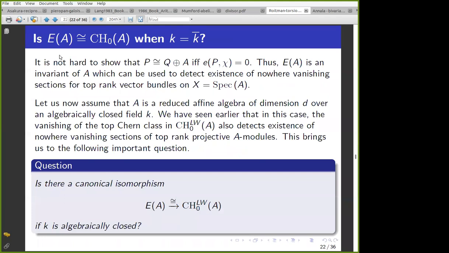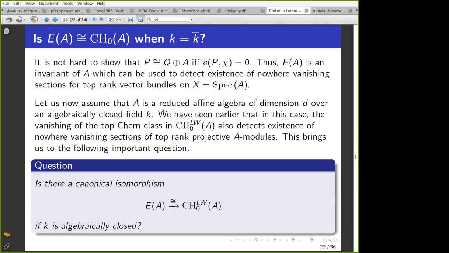So then the question is: is E of A equal to the Chow group of A when K is equal to K bar? What's the relation between the Euler class group and the Chow group? It's not hard to see that P splits if and only if the Euler class is 0. Thus, E of A is an invariant of A which can be used to detect the existence of a nowhere vanishing section of a top rank vector bundle on X without assuming any condition on the base field.